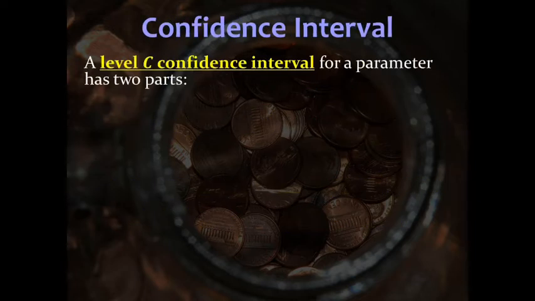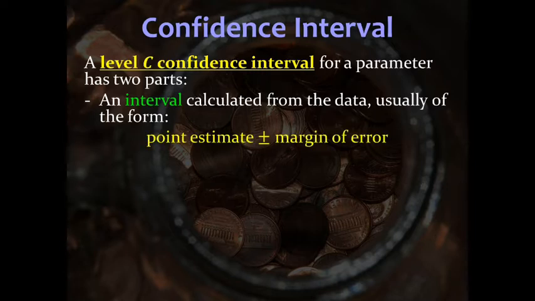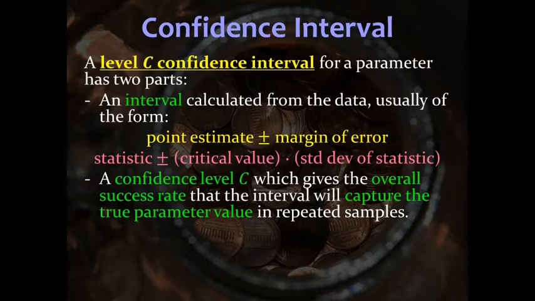So a level C confidence interval for a parameter has 2 parts. First, it has an interval calculated from the data, usually of the form point estimate plus or minus margin of error, or statistic plus or minus critical value times the standard deviation of the statistic. The thing to the right of the plus-minus sign is the margin of error. The critical value depends on the test and the confidence level, and the standard deviation of the statistic is based on the standard deviation. Also, it has a confidence level C, which gives the overall success rate that the interval will capture the true parameter value in repeated samples.